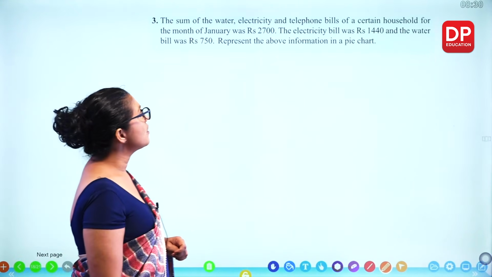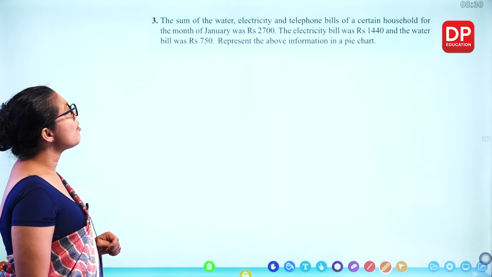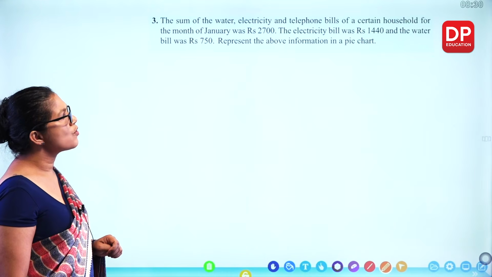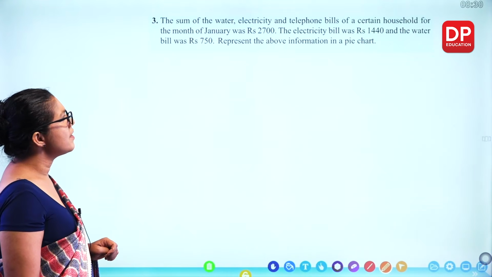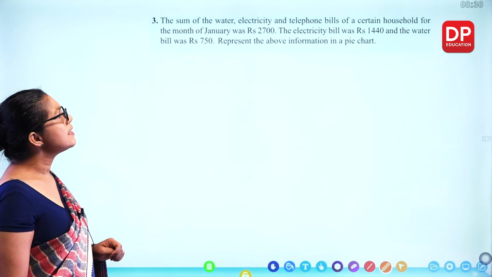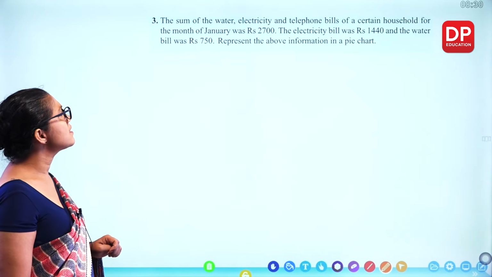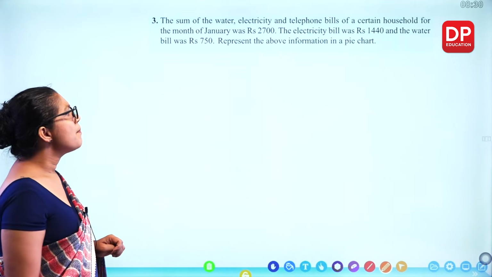Now we'll look at the third question. So in the third question it says the sum of the water, electricity and telephone bills of a certain household for the month of January was 2,700 rupees. The electricity bill was 1,440 and the water bill was 750. Represent the information in a pie chart.